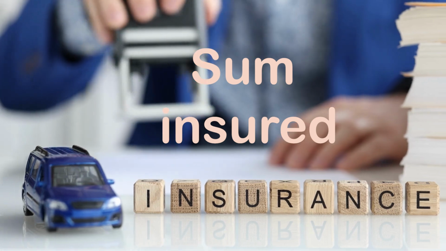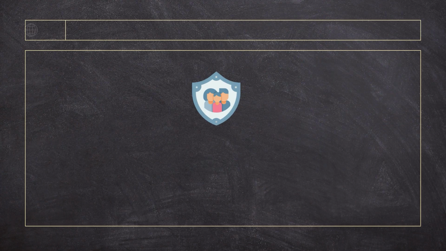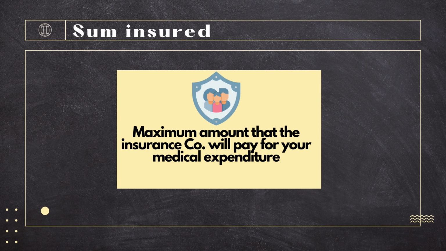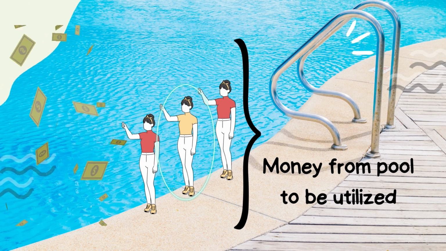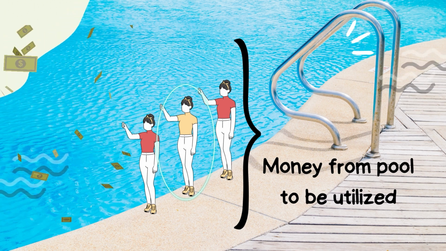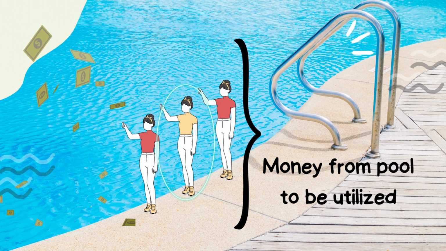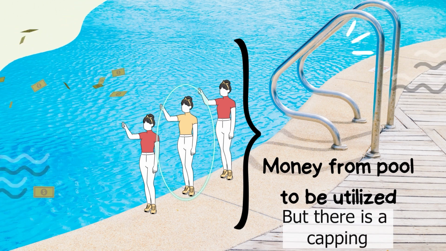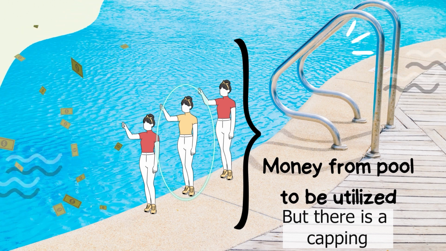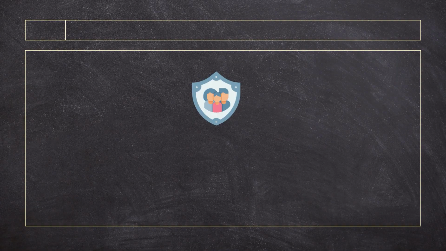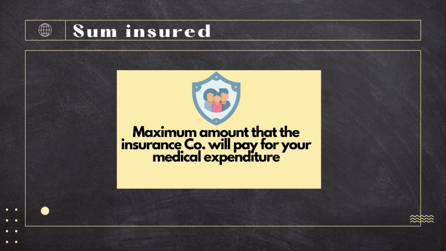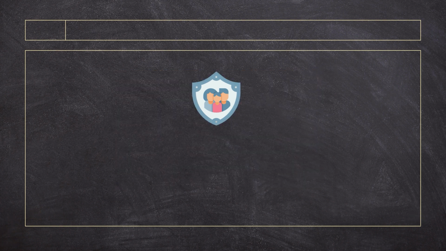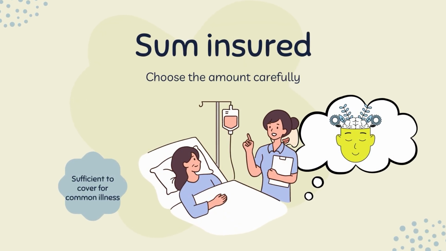Number two key concept of health insurance is the sum insured. It is the maximum amount that the insurance company will pay for your medical expenditure. So for example, when a lot of people come together to contribute towards a pool, it's not that the pool would contribute infinitely towards the medical expenses of the relevant person. There's a capping till which the amount can be used from the pool. Beyond that, the insurance company is not going to pay anything. That capping, that is the expenses that the insurance company will bear, is known as the sum insured. Now, it is very important to choose this amount carefully depending on your financial conditions.